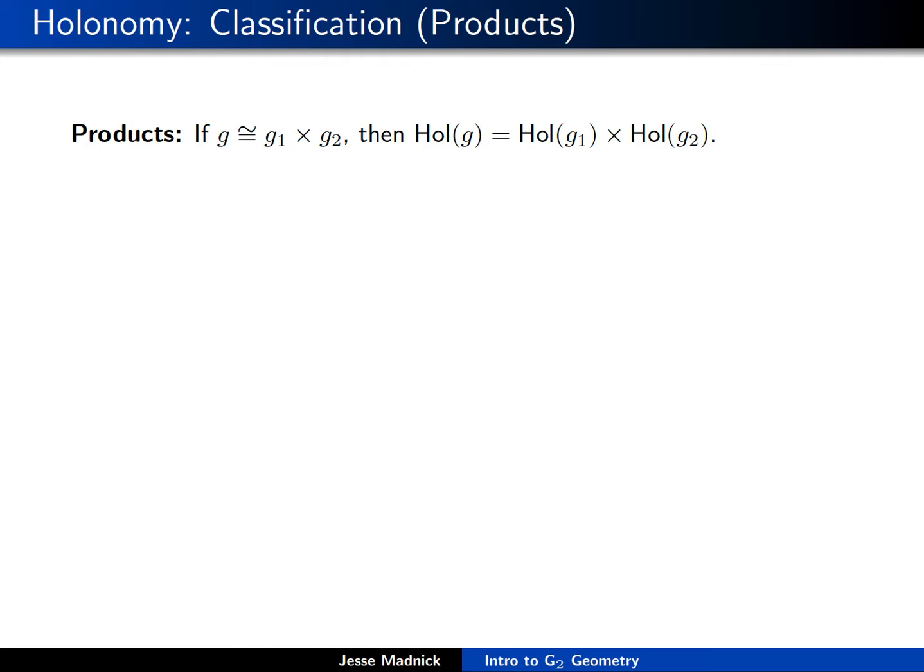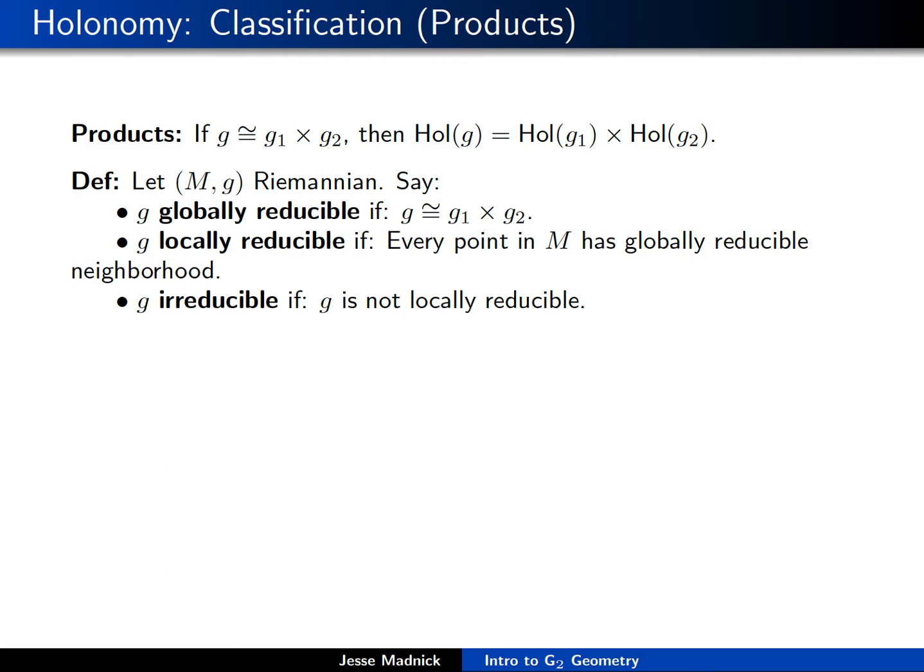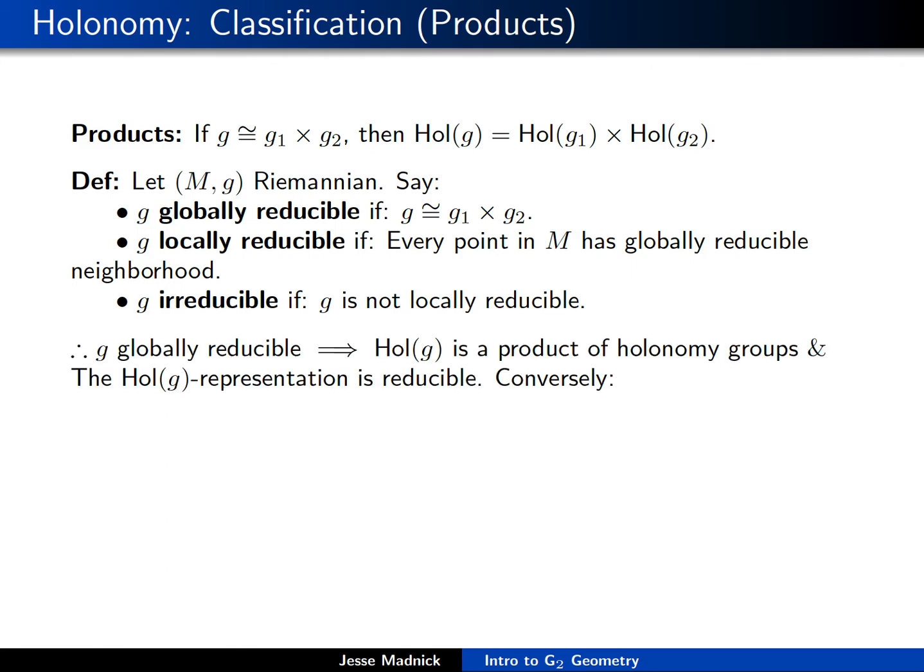So you might wonder if maybe there's some sort of converse to this, and there sort of is. To explain this converse, let's introduce some terminology. Let's say g, a metric, is globally reducible if it's a product metric. Let's say it's locally reducible if every point in the manifold has a globally reducible neighborhood. And let's say it's irreducible otherwise, so if it's not locally a product. Okay, so this fact above says that if the metric is globally reducible, then the holonomy group is a product of holonomy groups, and the representation is reducible.